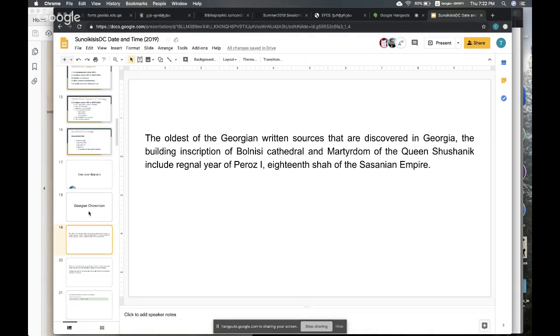The oldest of the Georgian written sources that are discovered in Georgia, the building inscription of Bolnisi Cathedral and the martyrdom of the Queen Shushanik, include the regnal year of Peroz I, 18th Shah of the Sasanian Empire. It is believed that in ancient times Georgians should have had the lunar calendar, but there is no written evidence to that.